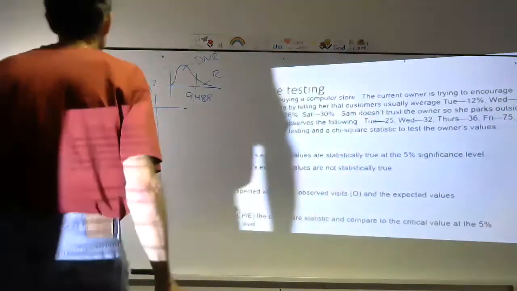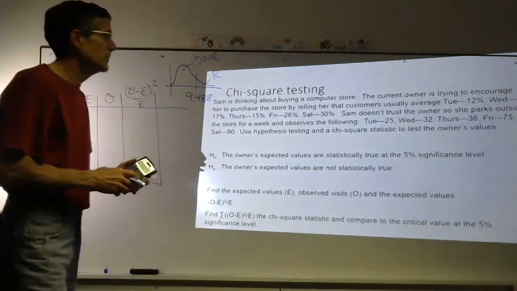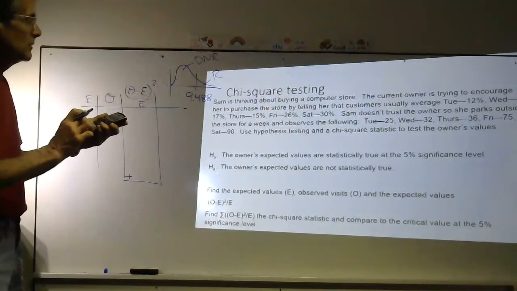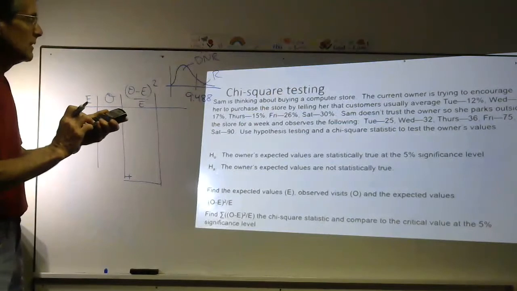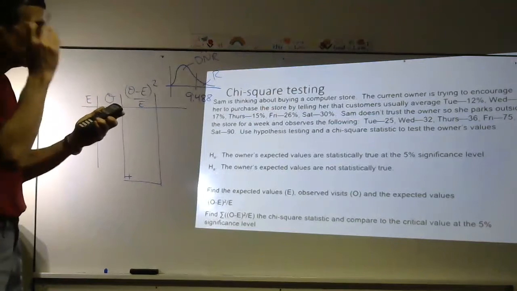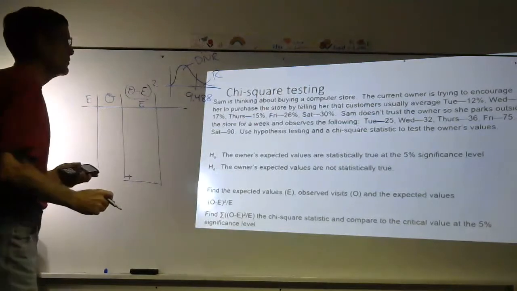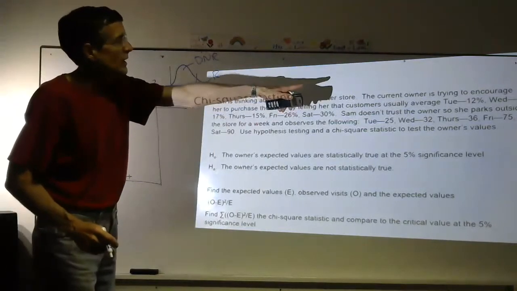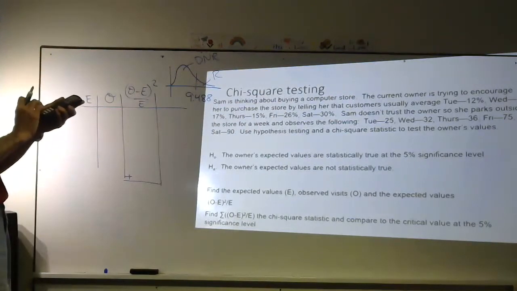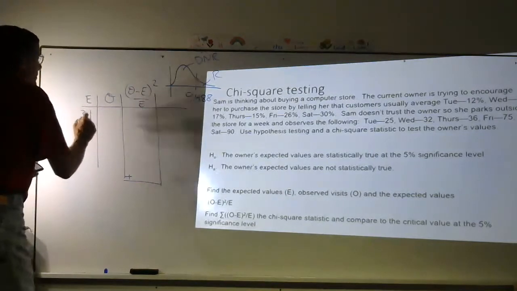All right, the expected values. How many customers showed up when Sam was observing? Let's add those up. We have 25 and 32 is 57, plus 36, plus 75, plus 90 equals 258 customers. So there's 258 total. If what the owner is saying is true, 12% of them should be in on Tuesday. So I'm going to take 258 times 0.12. That should be 31.